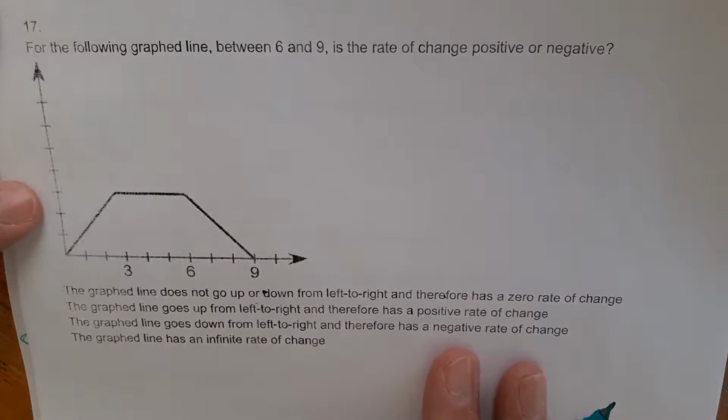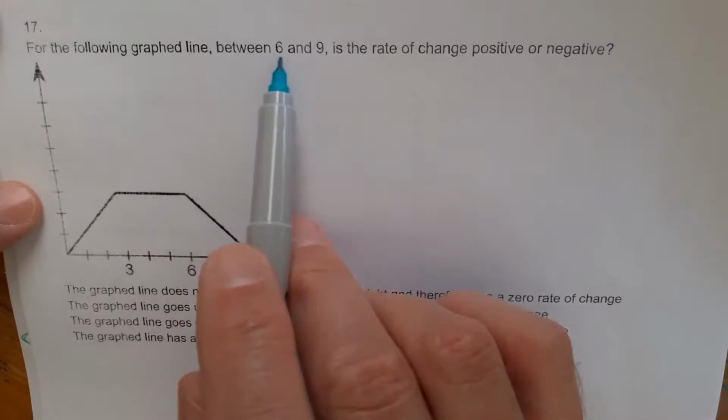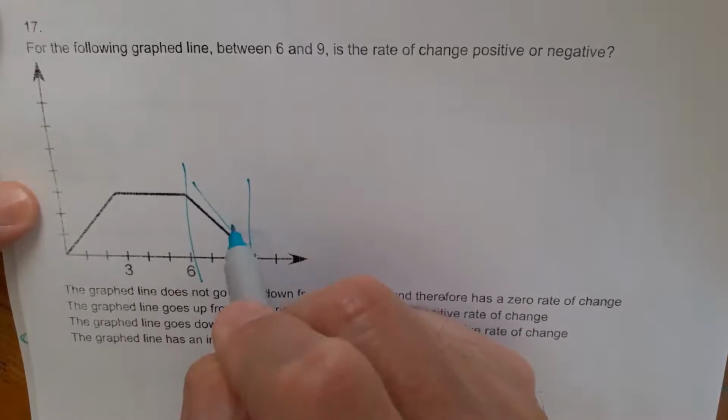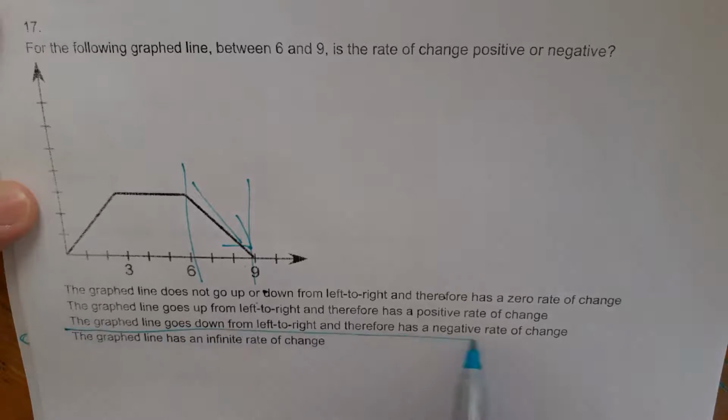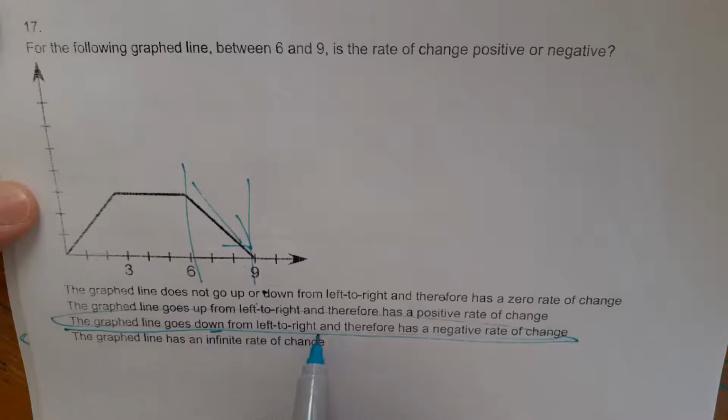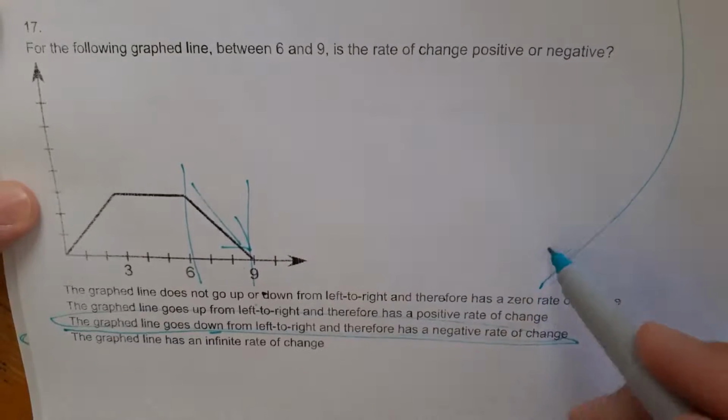For the following graph line between 6 and 9, okay, here, it's a negative because we're headed down. These are backwards. So the graph line from left to right, let's see, goes down. Here we go, this one. The graph line goes down from left to right and therefore has a negative rate of change.